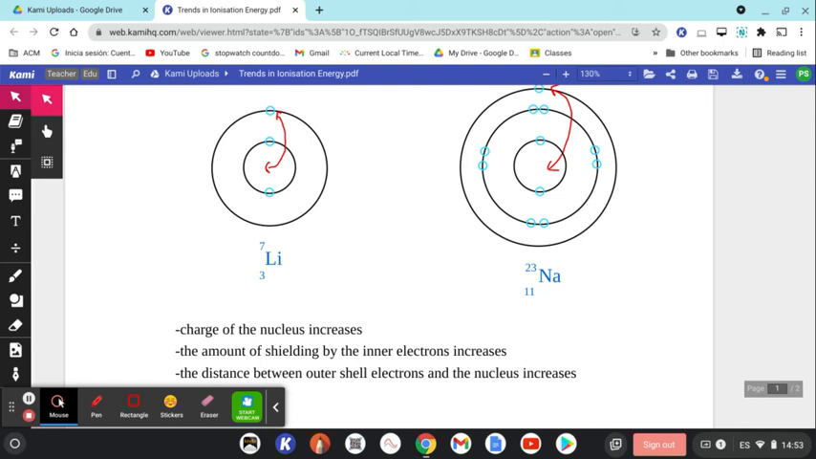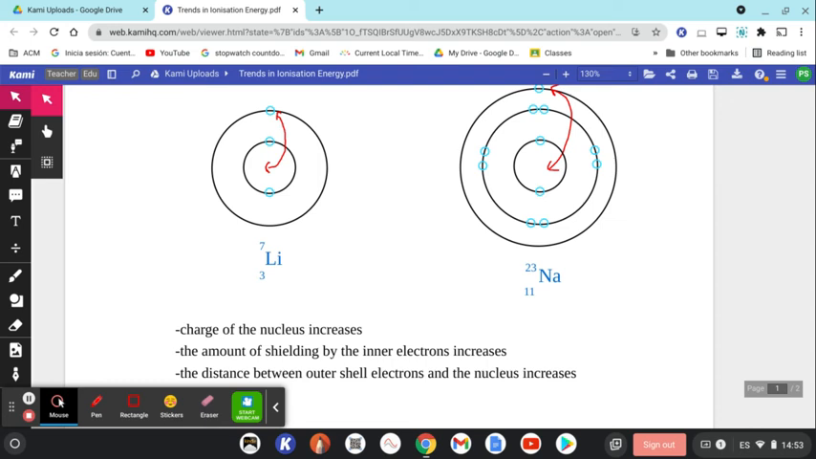However, there are other factors into play. Now, as we can see here, between the nucleus of lithium and the outermost electron, there is only 1 shell and 2 electrons in between. Whereas for sodium, there are 2 shells in between, more electrons. And because those electrons are there, the outermost electron doesn't feel the same attraction to the nucleus. And this effect is called shielding. So the shielding increases as you have more energy and shells.